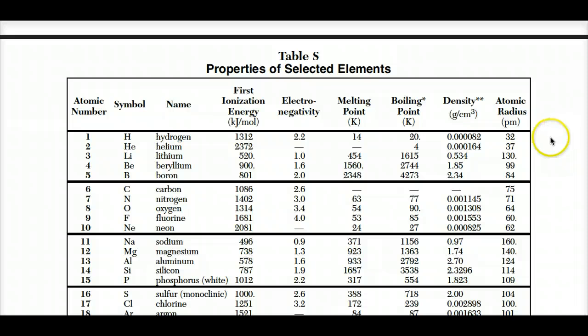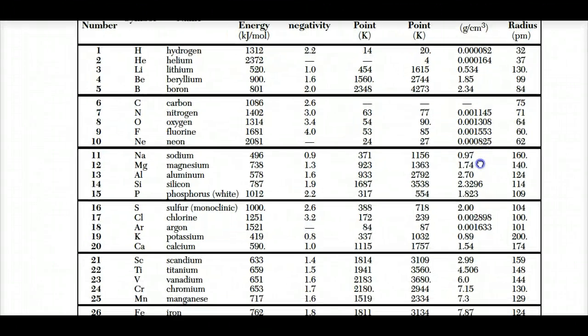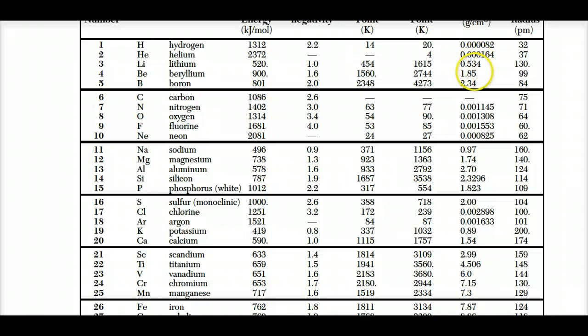Let's go there. Table S lists a bunch of different things. First, ionization energy, the energy to pull an electron away, electronegativity, the attraction, the melting and boiling points, these physical phase change temperatures, and density, atomic radius, and of course atomic number and symbol. So if we look down and find our elements, beryllium, the one with the least number of protons and neutrons, has a density of 1.85. Then we have magnesium right here with 1.74. So we can clearly see our differences here.